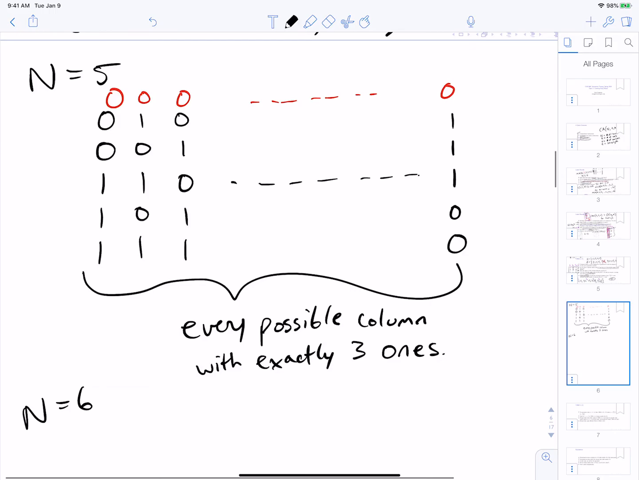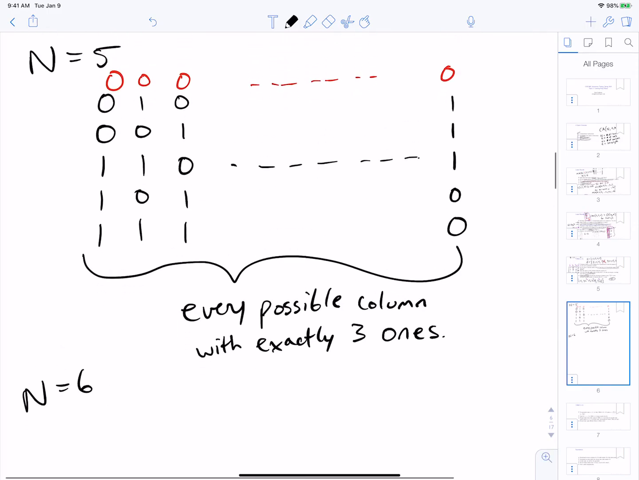And can we do better on the number of columns? No, because we listed every column. So we cannot possibly do better. So this is an optimal construction. And it's super easy. You just list every possible column, add a row of zeros, and you're completely done. You don't have to verify anything. It's just a simple recipe.